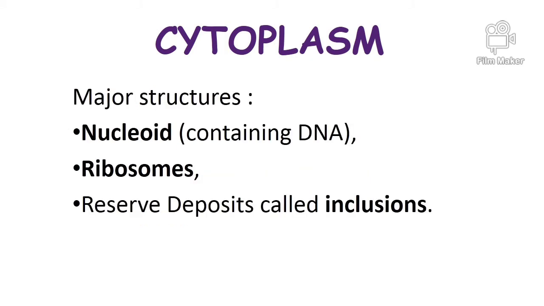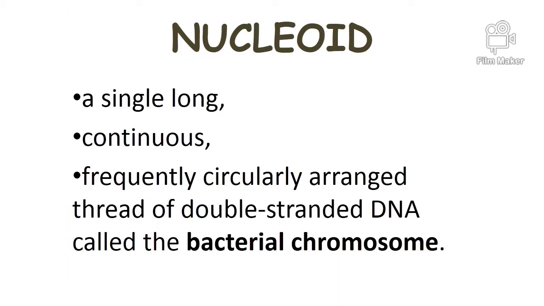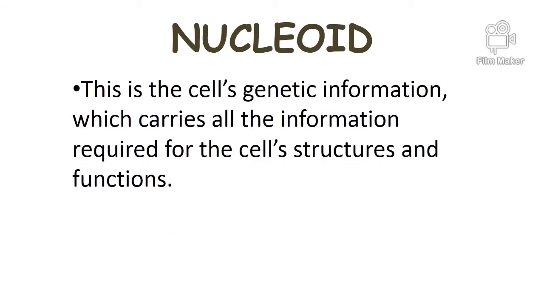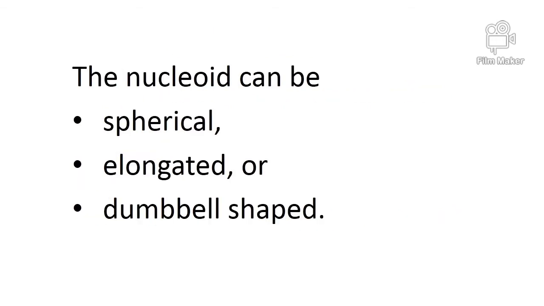The major structures in the cytoplasm of prokaryotes are a nucleoid, containing DNA, particles called ribosomes, and reserve deposits called inclusions. The nucleoid. The nucleoid of a bacterial cell usually contains a single long, continuous, and frequently circularly arranged thread of double-stranded DNA called the bacterial chromosome. This is the cell's genetic information, which carries all the information required for the cell's structures and functions. The enzymes topoisomerases control topological changes in DNA. The nucleoid can be spherical, elongated, or dumbbell-shaped.